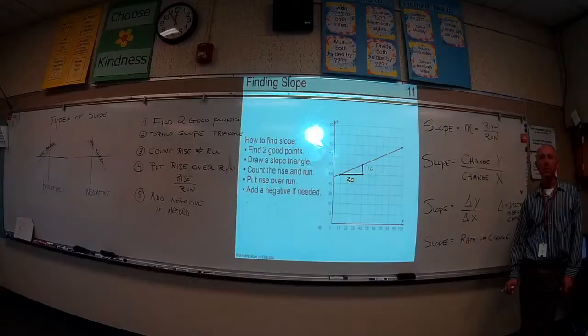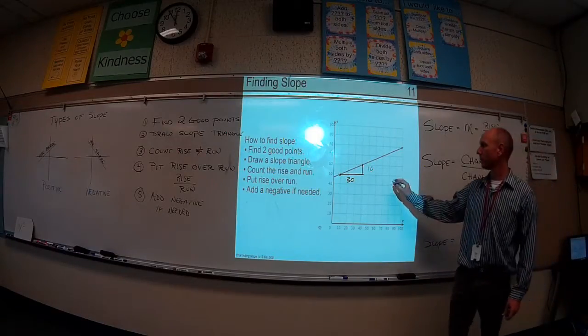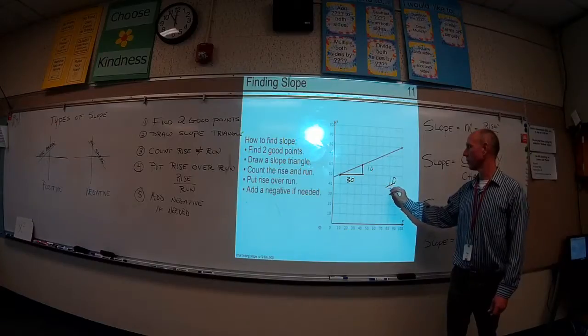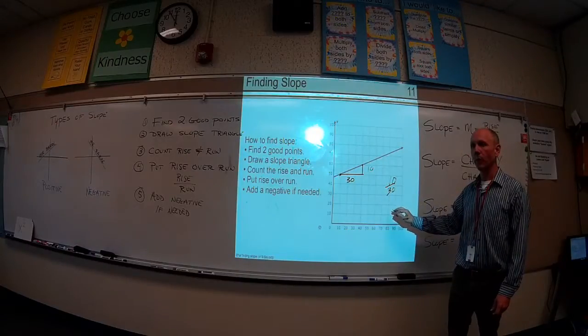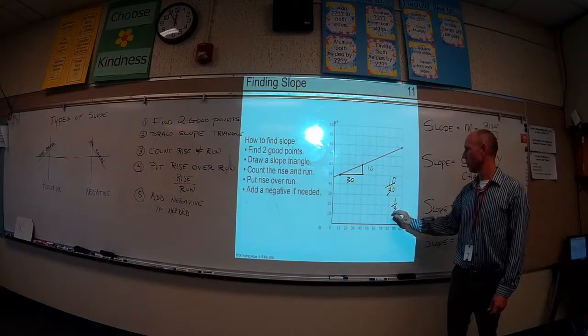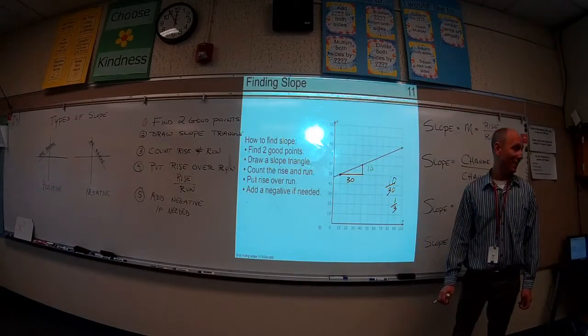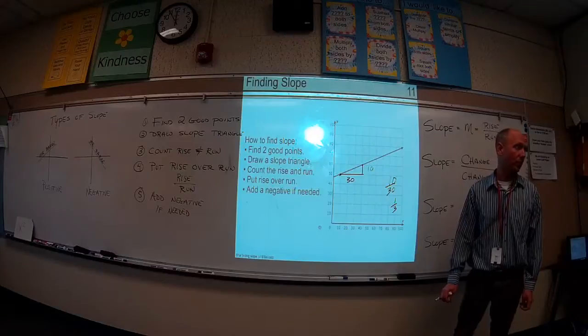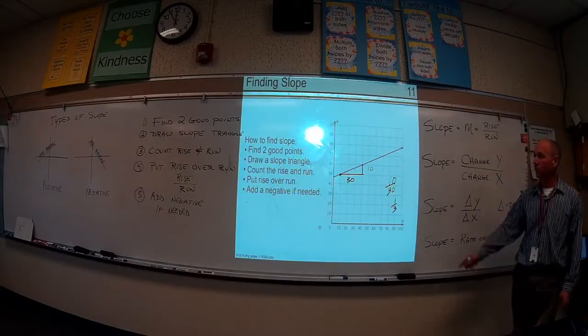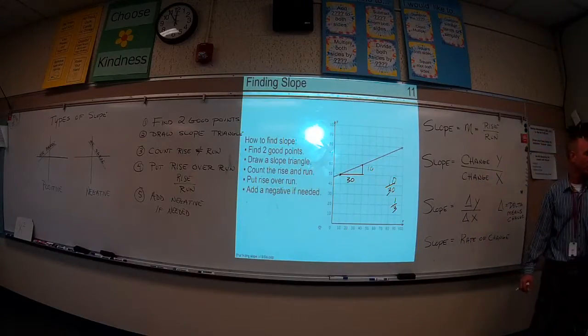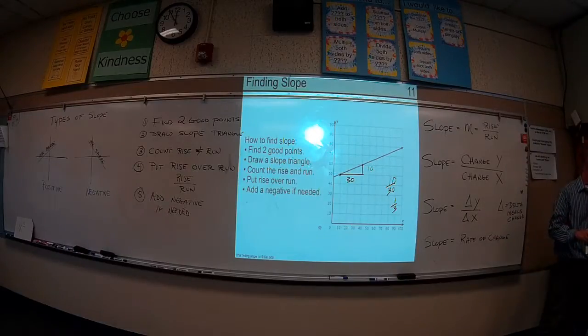What's my next step, Nico? Put rise over run. Okay, what's the rise? 10, over 30. Can that simplify? To what? 1 over 3. Good. What's my next step in this process, Chris? Add a negative if needed. Do I need a negative on this? I do not need a negative. This is a positive slope. We're done. The answer is 1/3. Questions?